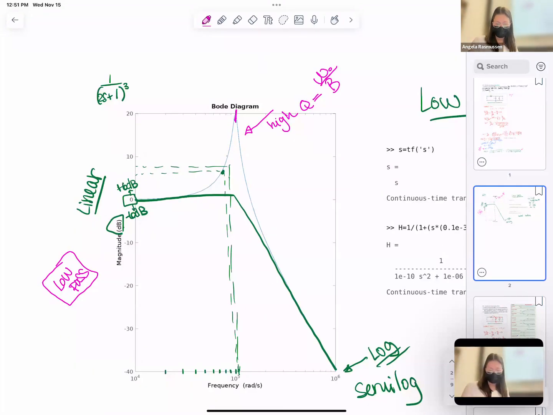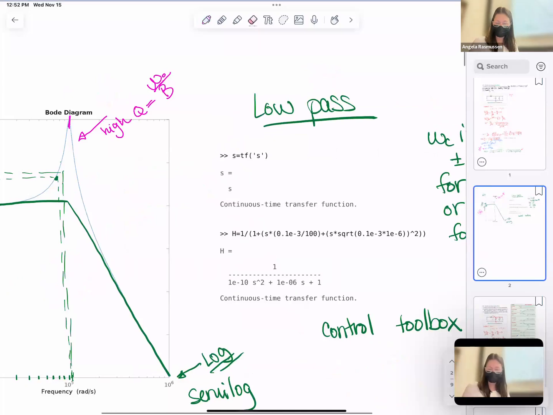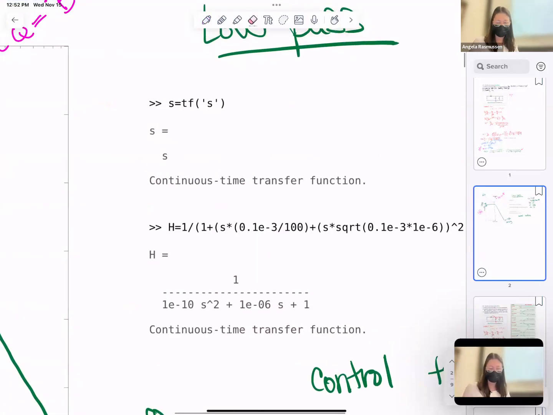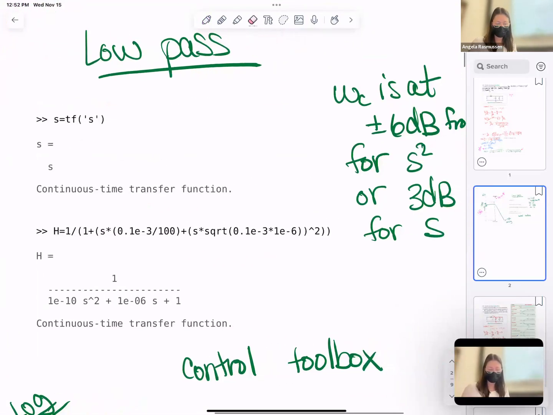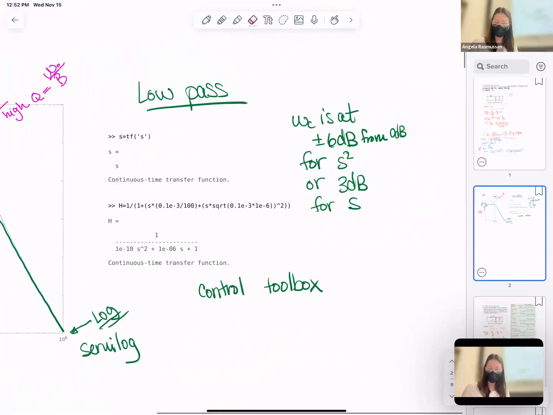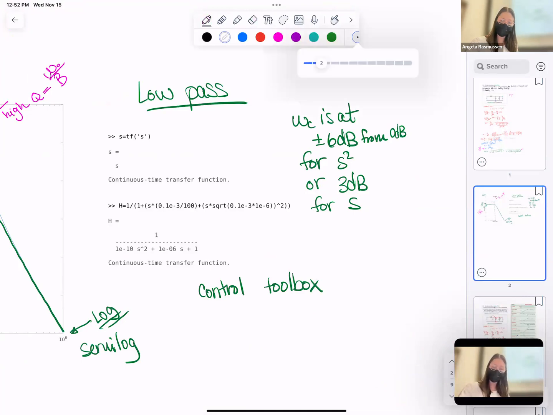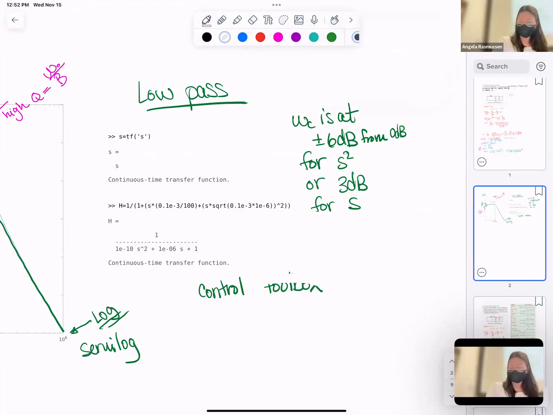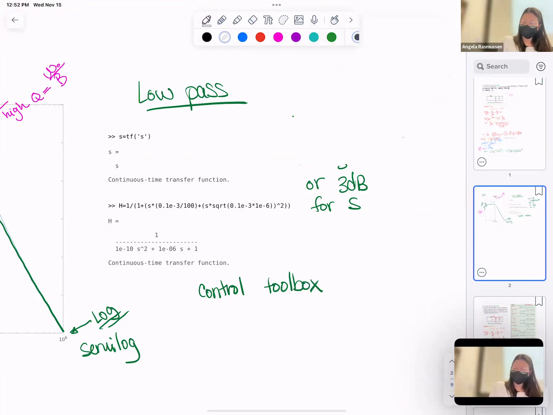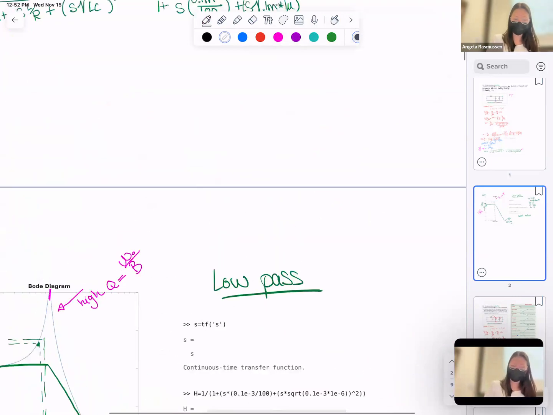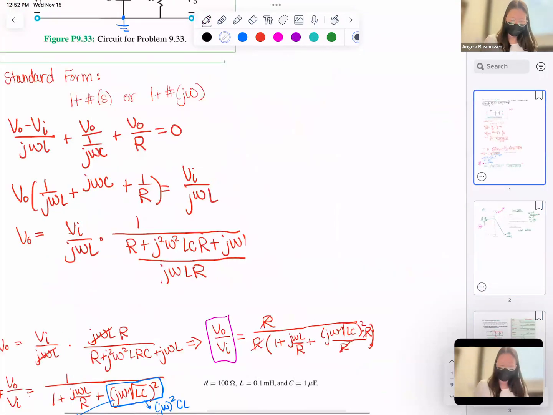All right. To graph this, this would be the MATLAB form of it. And again, you need to note that the control toolbox is needed. You may need to install that control toolbox if you don't have it already installed.